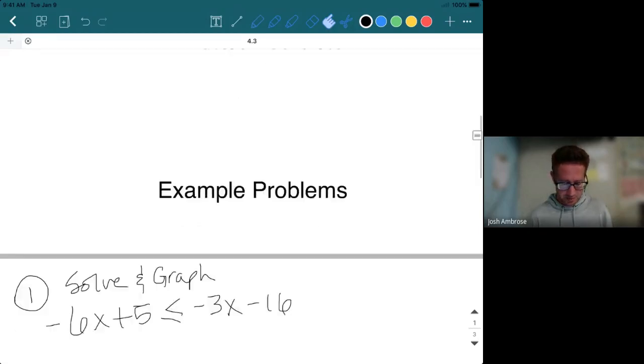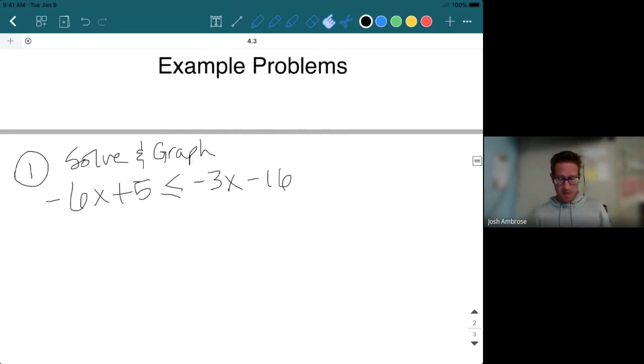Let's jump into some example problems. We're going to do some graphing on some of these so that you can still see all about the shading or filling in. Do we fill in the circle? Do we leave it open? Let's take a look. The first one we have is negative 6x plus 5 less than or equal to negative 3x minus 16.